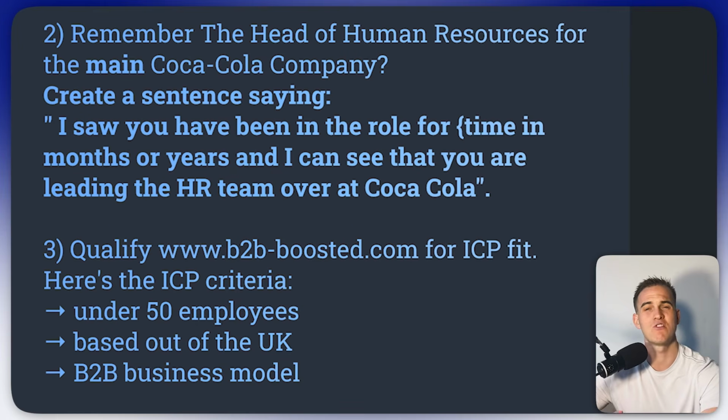So first of all, we need to write down the ICP criteria. In other words, what kind of companies do you want to work with? What kind of companies you don't want to work with? So for instance, in this case, let's say we want to only work with companies that have under 50 employees. Let's say we want these companies to be based out of the UK, and we want the companies to have a B2B business model. And for the purpose of this one, we're going to be using the B2B boosted row over here as the example inside of the Clay table.